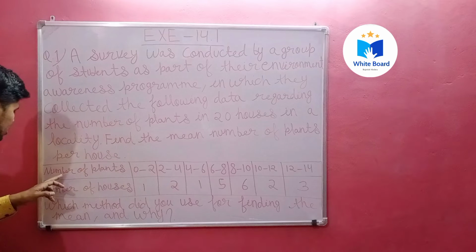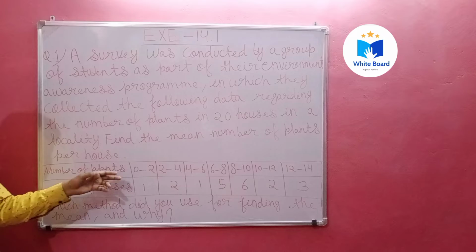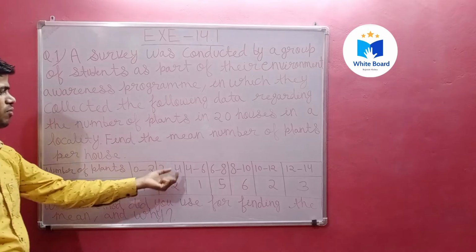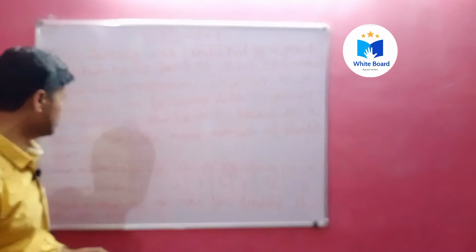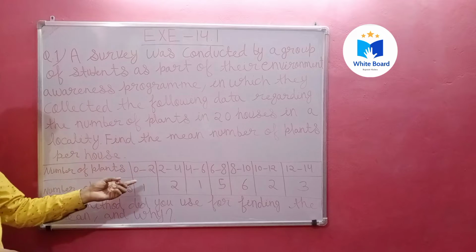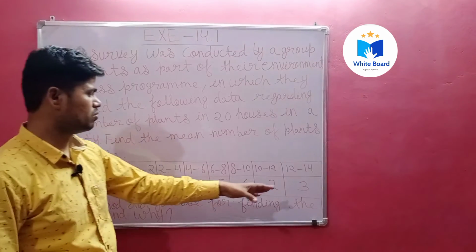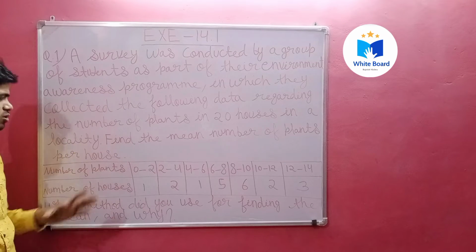तो हमें एक टेबल दी हुई है in which number of plants and number of houses are given. तो टेबल में रेंज है 0 से 2, 2 से 4, 4 से 6, 6 to 8, 8 to 10, 10 to 12 and 12 to 14. And the number of houses in these ranges of plants: 1, 2, 1, 5, 6, 2, 3. There are total 20 houses, that is given in the question also.